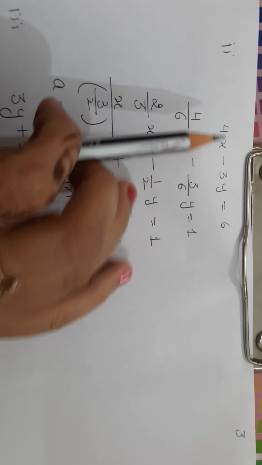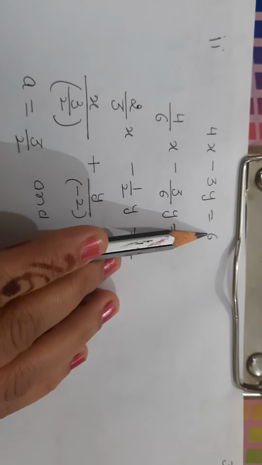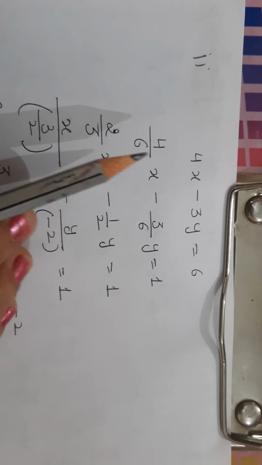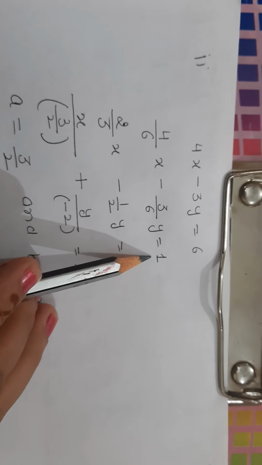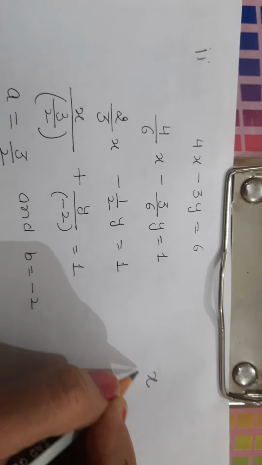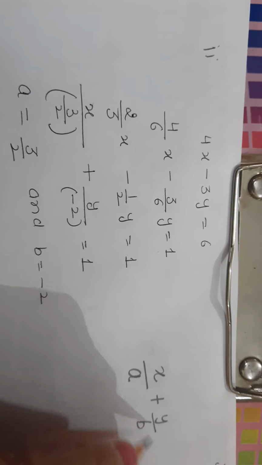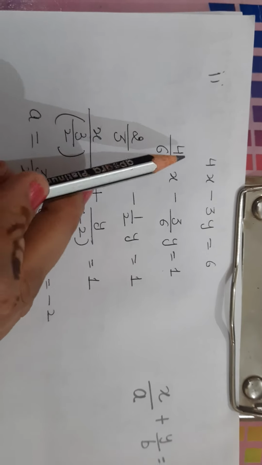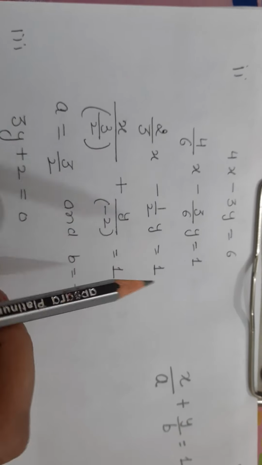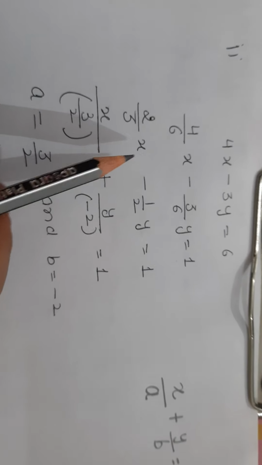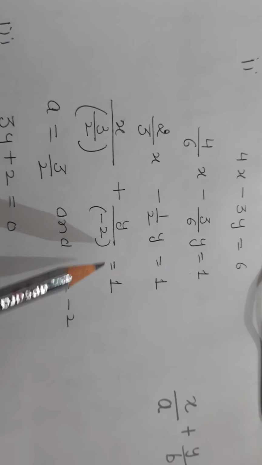The second part, find the intercept on both the axes. Now, first we'll divide by 6 on both sides. So, we'll get 4 by 6 x minus 3 by 6 y equal to 1. Now, you need to reduce your equation to this form: x upon a plus y by b equal to 1. Now, this is 2 by 3 x minus 1 by 2 y equal to 1. Or it can be rewritten as x upon 3 by 2 plus y upon minus 2 is 1.